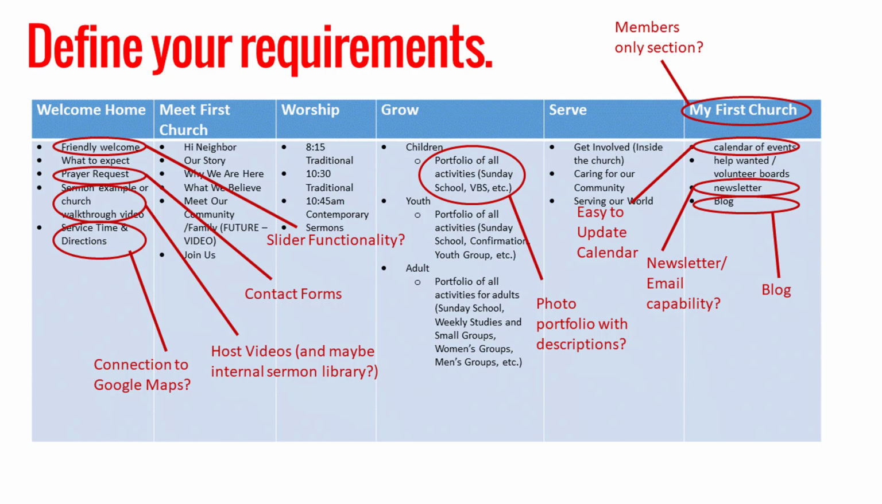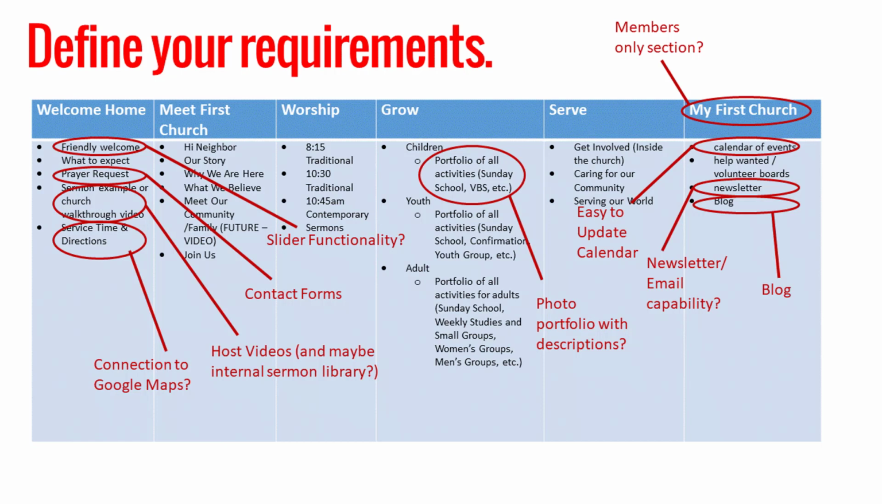This is how you walk through your church map, your content map, and then start to decide what makes the most sense. For example, you look at service times and directions: do you want to embed a Google map? That's usually a good idea. We look at the portfolio of activities: do we want a photo portfolio with descriptions? What this really helps you do is get to a laundry list of different requirements.